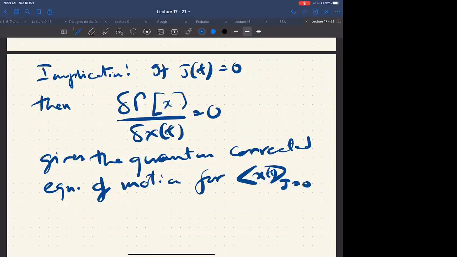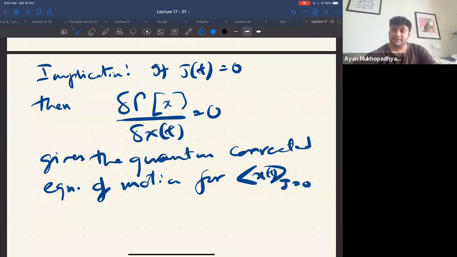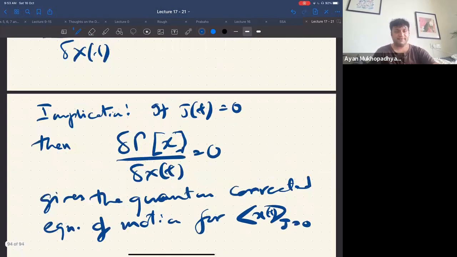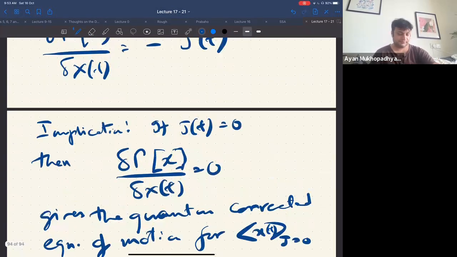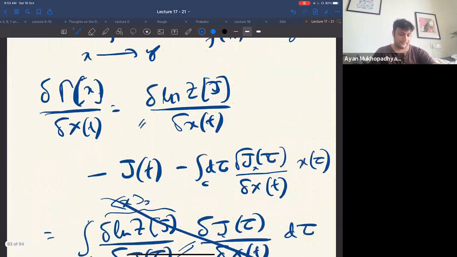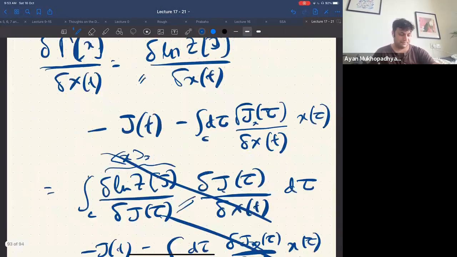Sir, is the effective action a function of x or a functional of x? It's a functional of x, of course. There is no x here, but I just don't write it because it's understood to be a functional. Similarly, Z is also a functional of J, because J of t is an arbitrary function. Okay, so fine. All right, so this is up to here.